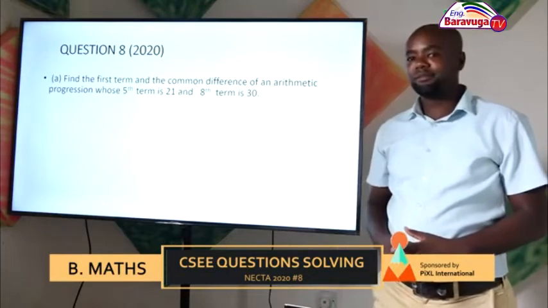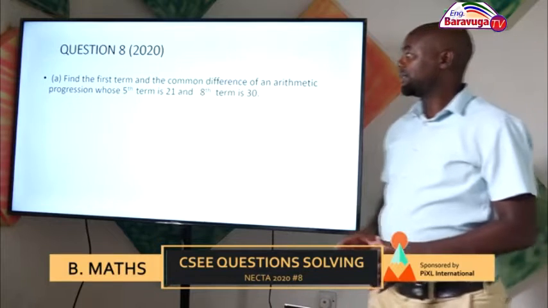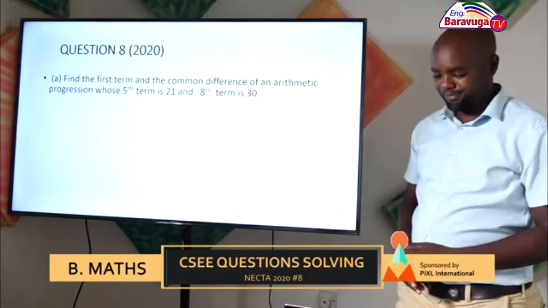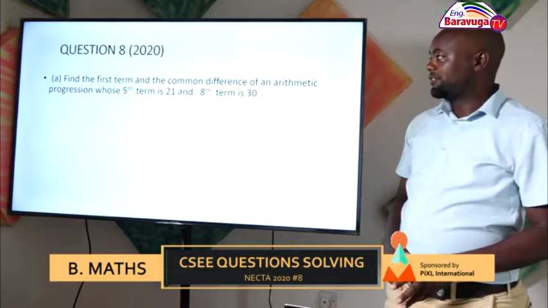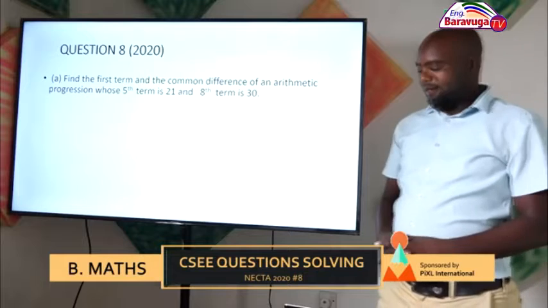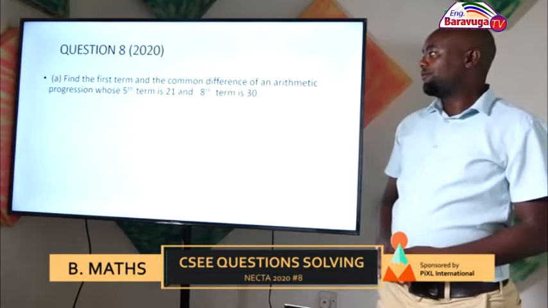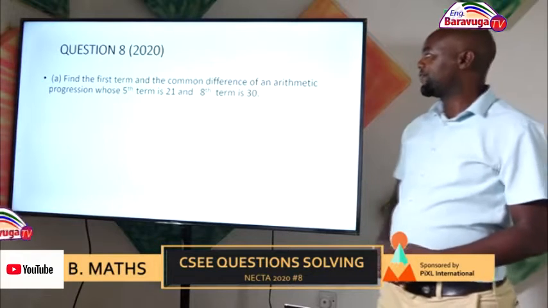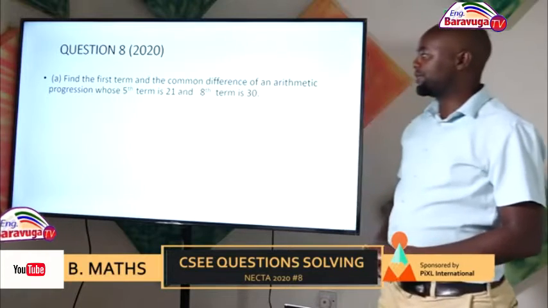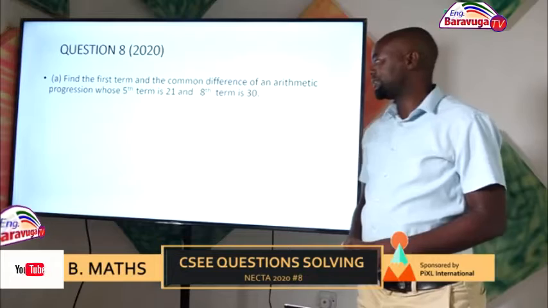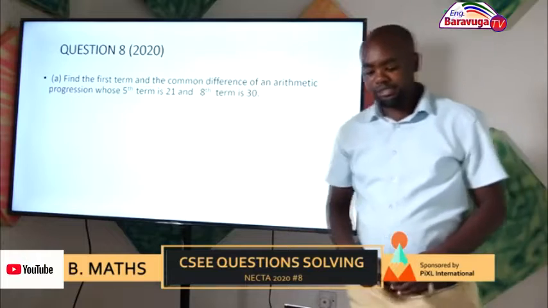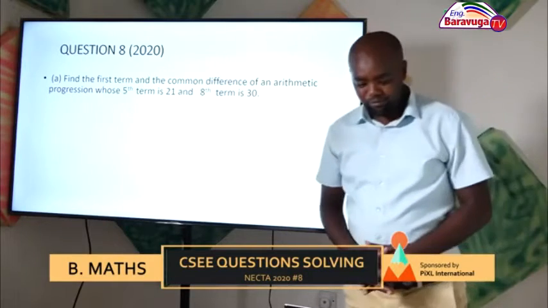When you look at this question, it is from the topic known as sequence and series in Form 3. Let us read together this question in order to understand what we are supposed to do. The question said, find the first term and the common difference of an arithmetic progression whose fifth term is 21 and the eighth term is 30.